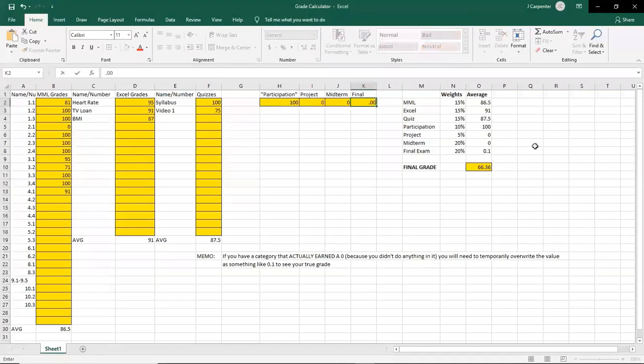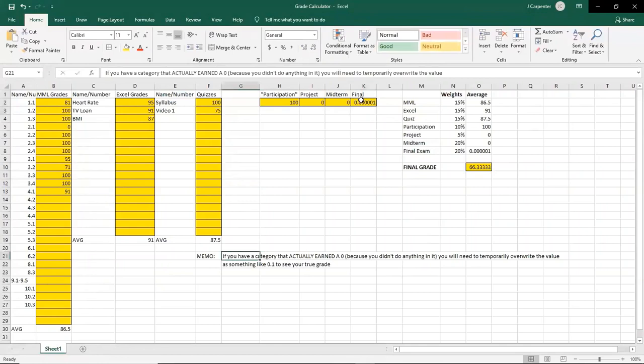Even if I make this 0.000001, so watch, this is probably going to go down like a 66.34, 32, I don't know. 3.3, I was in the ballpark. So is there really a difference between a 0.3 and a 0.4? No. So this is just something you'll have to temporarily do.